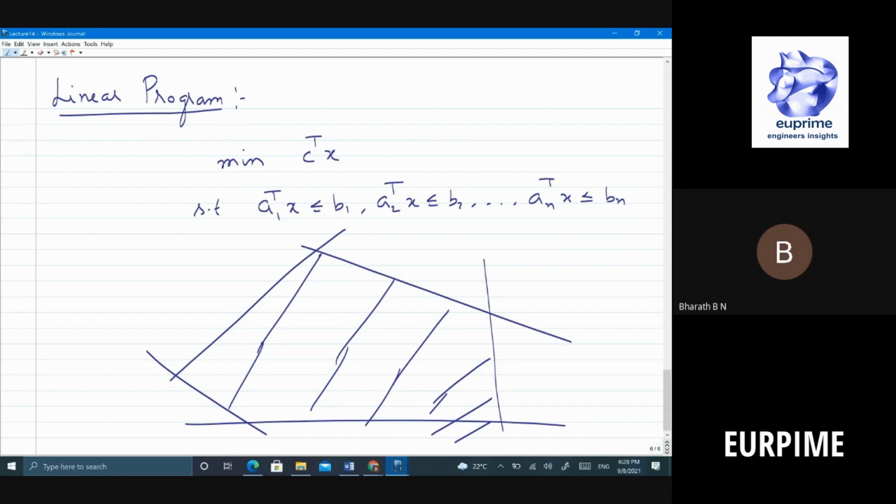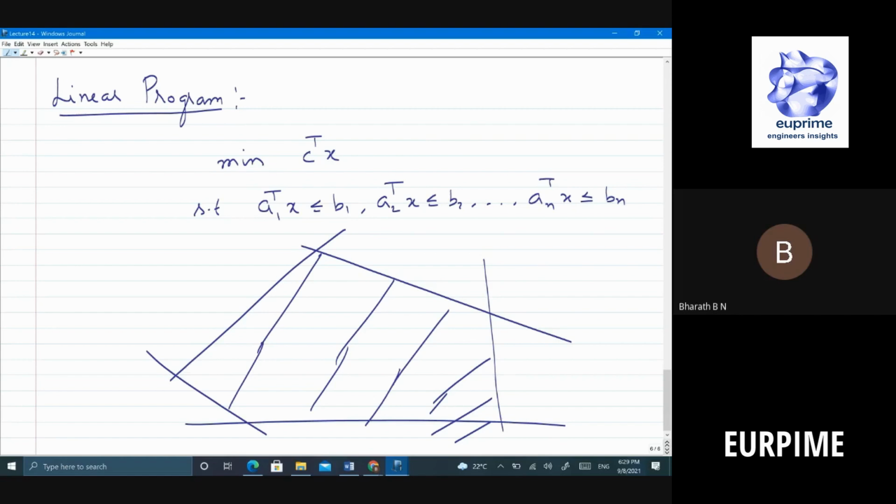Now, is the constraint set convex? Yes or no? Why is it convex? Hint is whatever we just now proved, right? What is that called? Intersection of convex sets is a convex set. So it's intersection of all the half spaces. All the half spaces are convex, so the intersection is also convex.